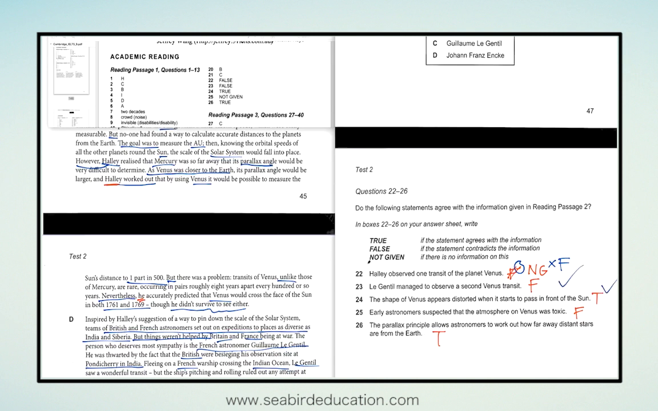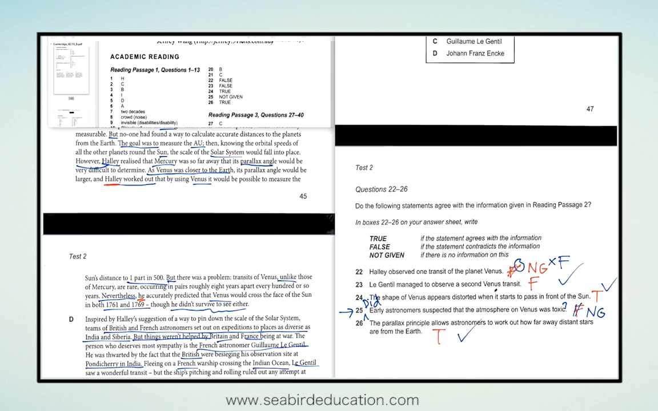True. Again, not given. Suspected. Oh, I see. Of course it's not given, because they may well have, but it's not explicitly saying. One way to check with these not given ones is to make this into a question. So, did early astronomers suspect that the atmosphere was toxic? Now that I've made it into a question, if you can genuinely say don't know, then that's not given. If you can genuinely say no, then the answer is false. And of course here, there's no no to that question, so therefore it's not given. Something I should have done with these. And number 26 is true.